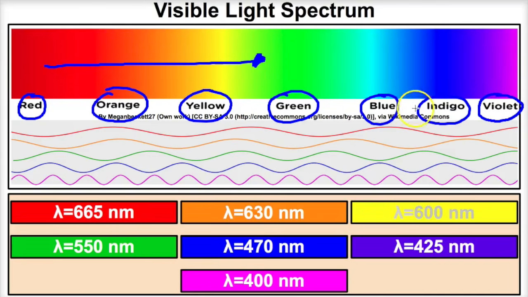So understand this concept of the visible light spectrum and how it relates to wavelength, frequency, and the energy of their photons. If we take a look down here, we can see the different wavelengths of each color. For example, red is going to have wavelengths equal to about 665 nanometers, whereas green is going to have wavelengths equal to about 550 nanometers. And violet right here has the shortest wavelengths and highest frequency. It has about 400 nanometers in wavelength. So understand the visible light spectrum and how it works.